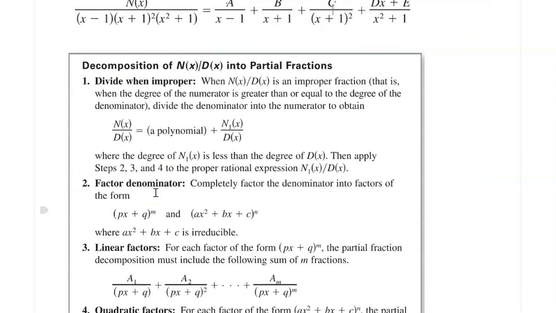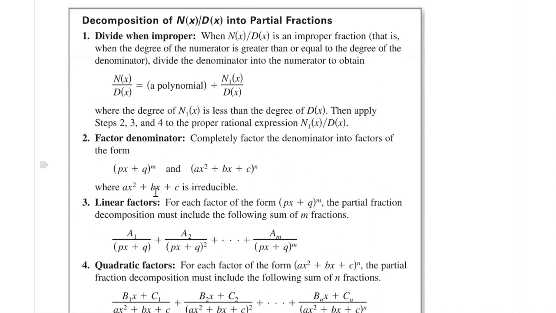So a decomposition works this way. Whenever you have an improper rational expression, meaning the degree of n is higher than the degree of d, then you would first start by long dividing until you can get it to where that's not the case.